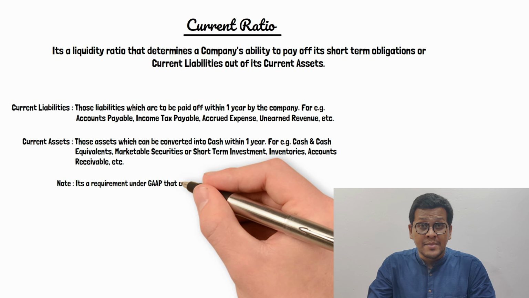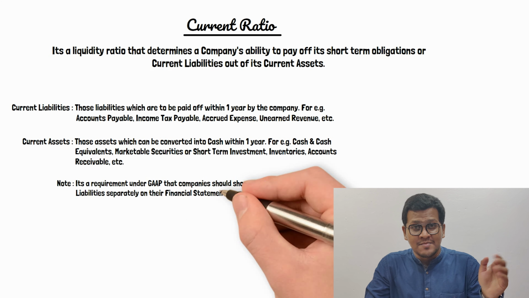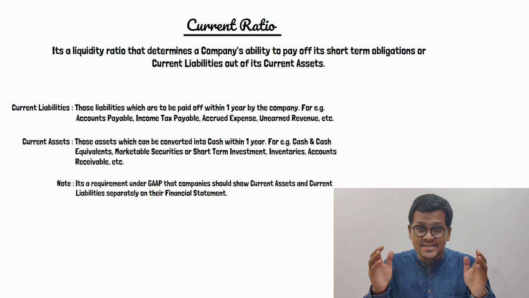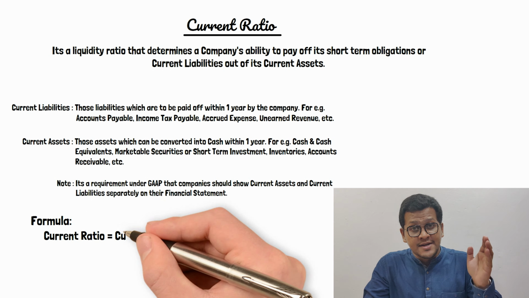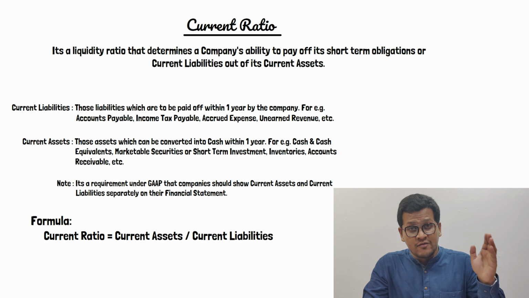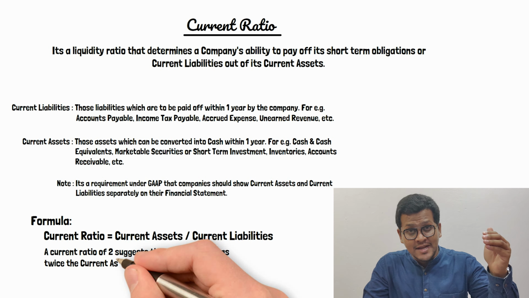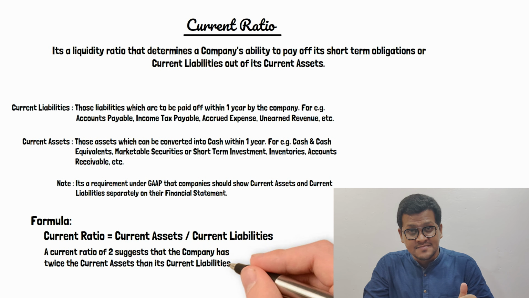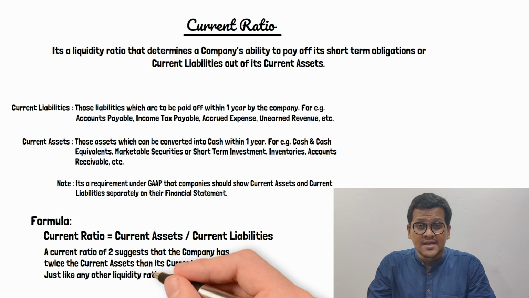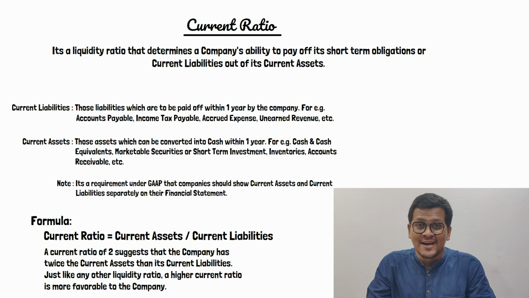It is a requirement under GAAP that companies should show these items separately on their balance sheet. By this, we can understand the importance of these items in our financial statement. Now, the formula for current ratio is current assets divided by current liabilities. If the current ratio of a company is 2, it means that the company has twice as much current assets than its current liabilities. It signifies that the company is in a better position to pay off its short-term obligations out of its current assets.